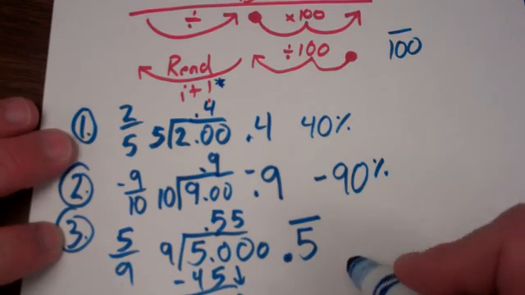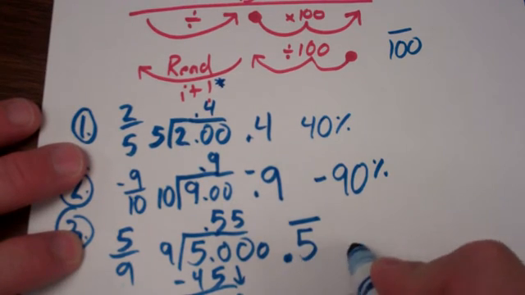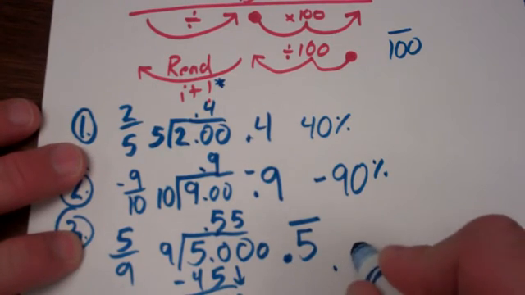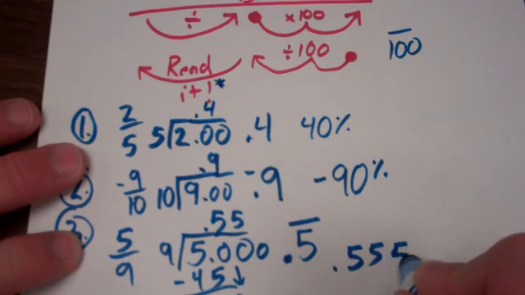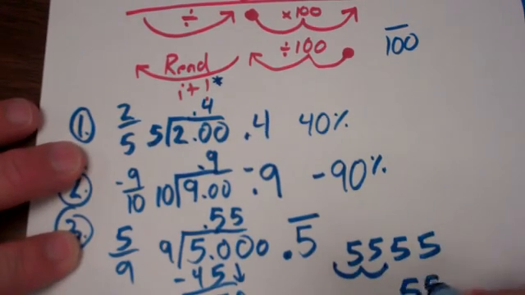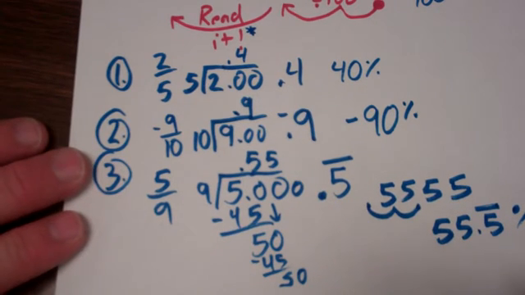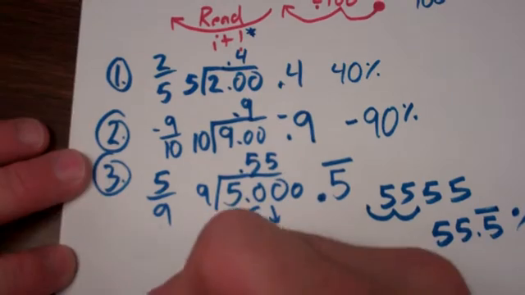If I move that decimal 2 places, be careful, because you might think, well, it's going to be 50. But no, these are a whole bunch of 5s. So if I moved it 2 places, it'd be 55.5 repeating percent.